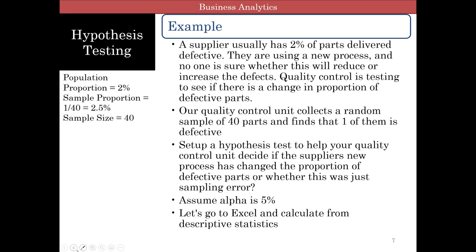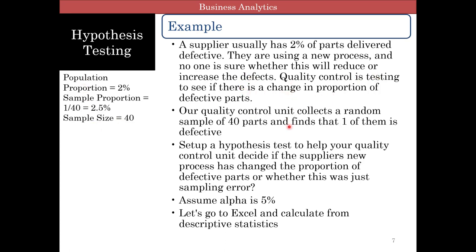We are going to take the same example and change it to a two-tailed test. Here you say that the supplier has 2% of parts delivered defective. They are going to use a new process. No one is sure whether this will reduce or increase the defects, and so quality control is testing to see if there is a change.